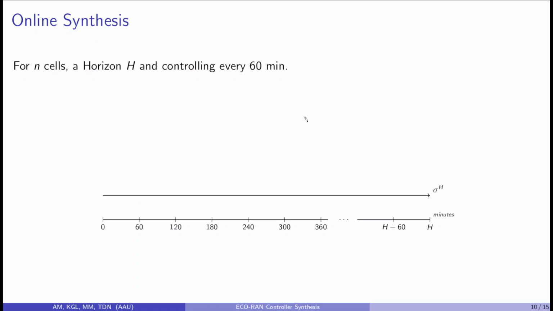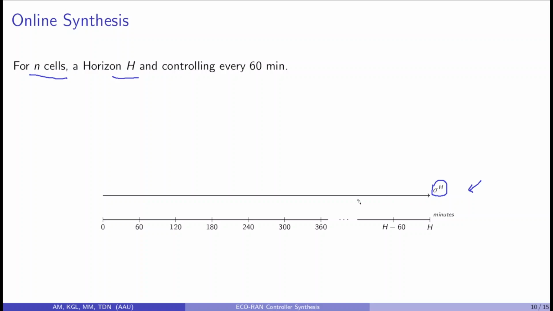And we are working with very big scenarios, and basically we need two technologies to be able to manage these big scenarios. The first one is called online synthesis. Ideally, what we would like is to control a network which has a number of cells n for a very large horizon h. This h could be, for example, 1 month. So ideally, we would like to compute this strategy for 1 month.